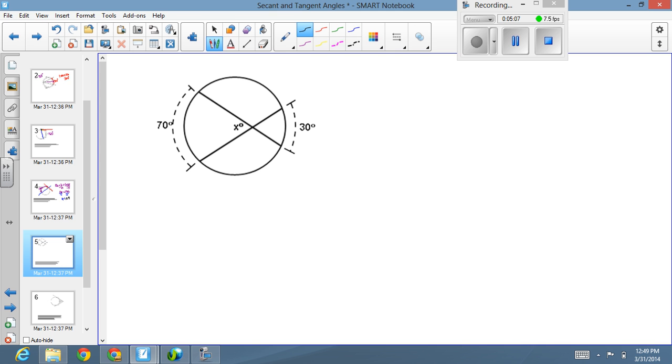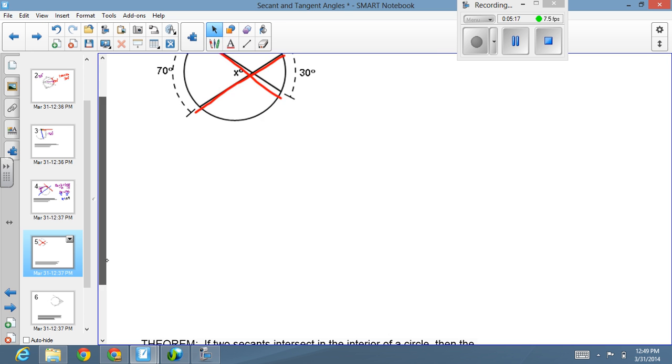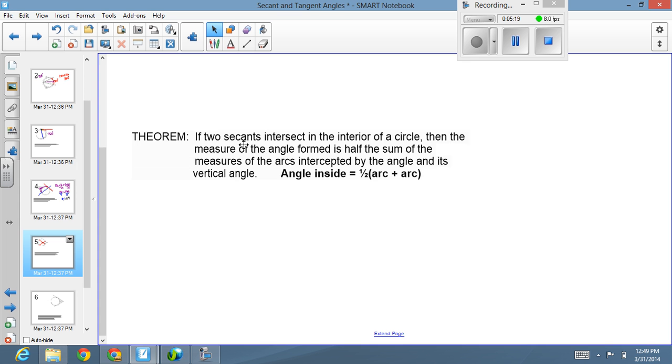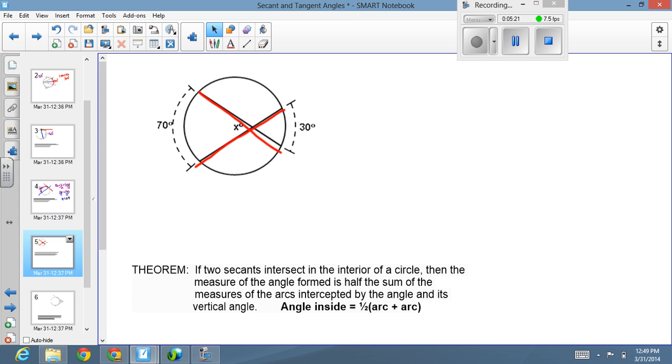What about if I have two secants? Because that's what we have here. This is a secant and this is a secant, and they're meeting on the inside of the circle. Well, we also have a theorem for that. And that theorem is if two secants intersect in the interior of a circle, then the measure of the angle formed is half of the sum of the measures of the arcs that are formed.